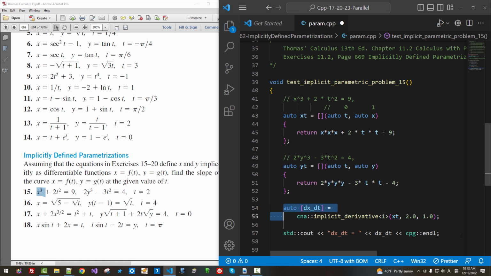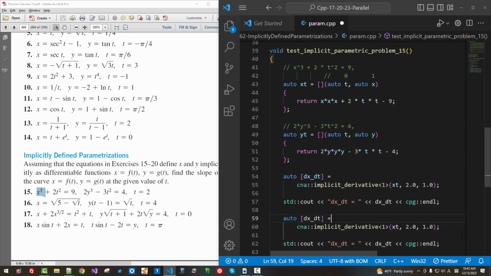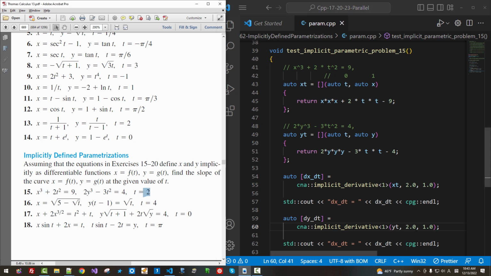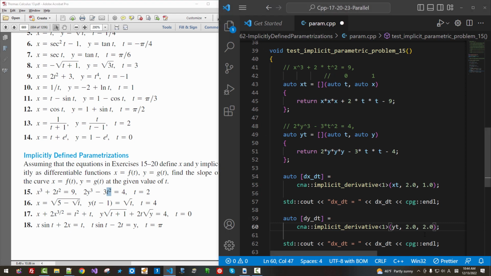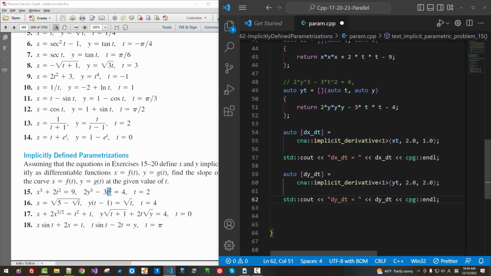Now copy, paste. We evaluate dy over dt. We have to pass yt. The value of t is 2, the same. If we substitute the value 2 for t in this equation, then we have 2.0. I will explain how to solve such a problem in the near future using Newton's method. With this, I will hit enter.